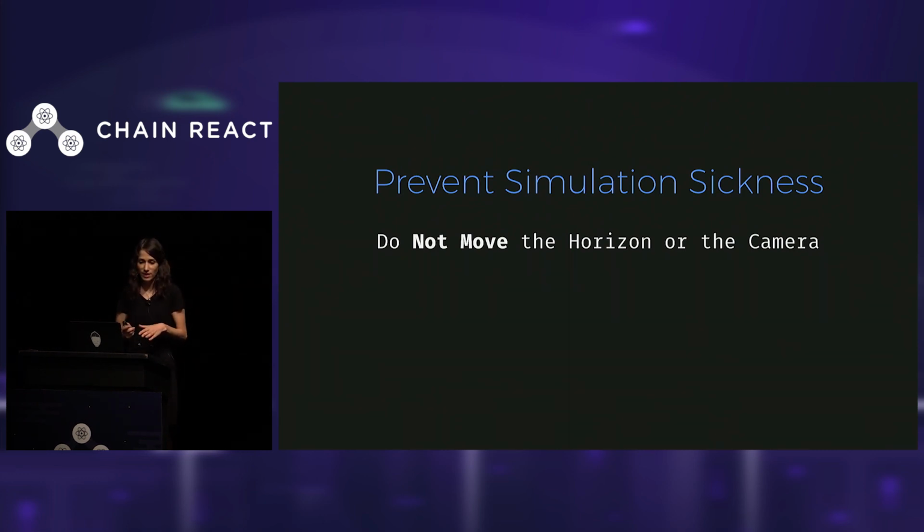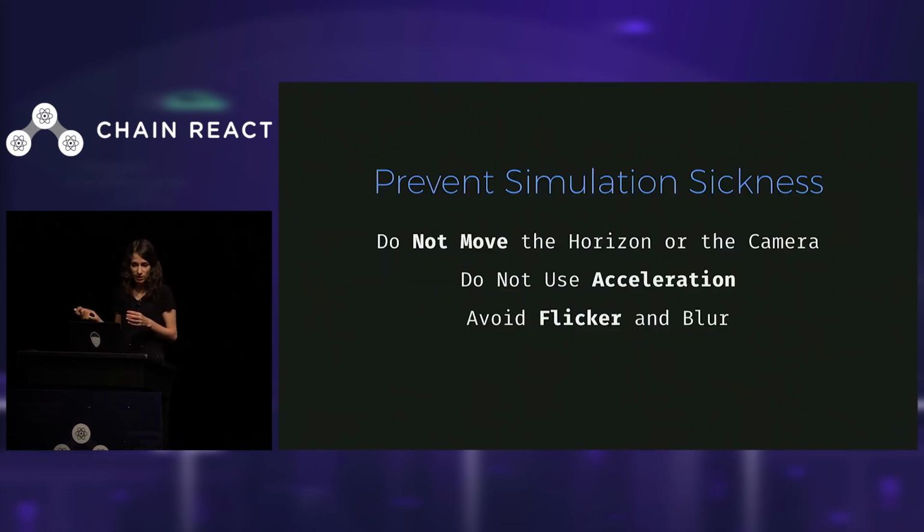Then, don't use acceleration. Constant velocity is okay because we cannot feel it. But acceleration and deceleration should be felt, and when there's no feeling, simulation sickness will occur eventually. And the last two things: you should avoid flicker and blur because they indicate movement, and you should consider adding a stable focus point to your scene.